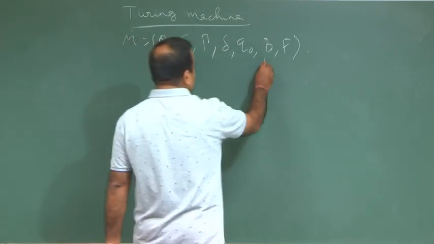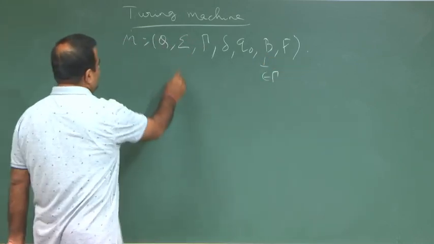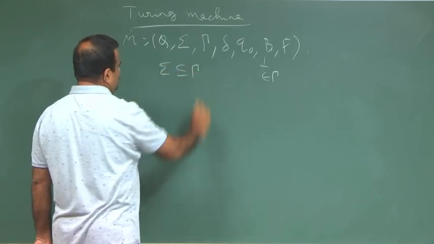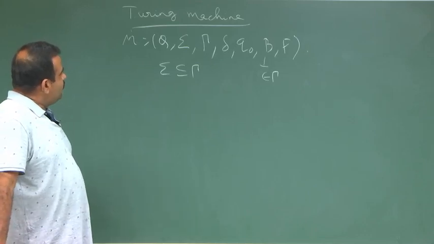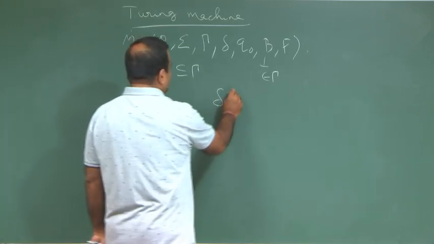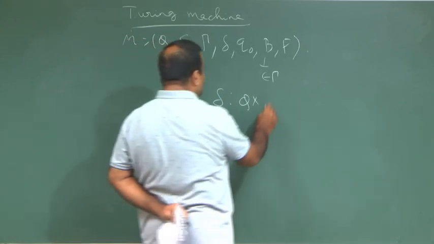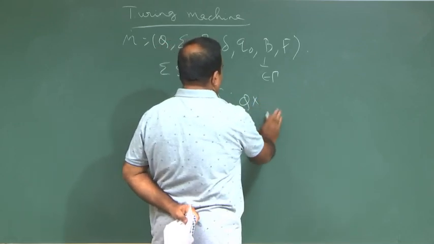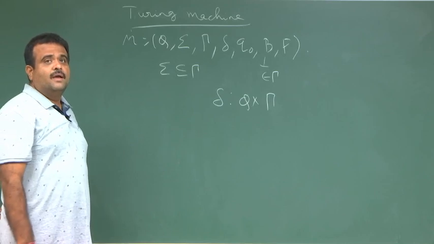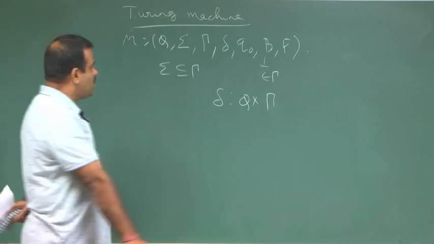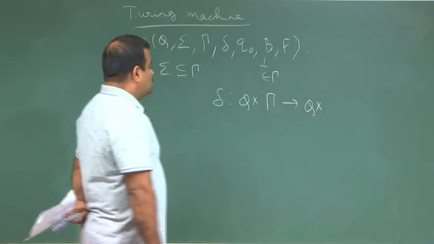This blank symbol belongs to the tape symbols, and the input symbol set is a subset of the tape symbol set. Okay. And delta is a rule from Q cross tape symbol. We take any symbol, it could be a tape symbol, I mean in general, it could be blank also. We may have a rule for blank input. This is going to Q, and it will change the symbol.